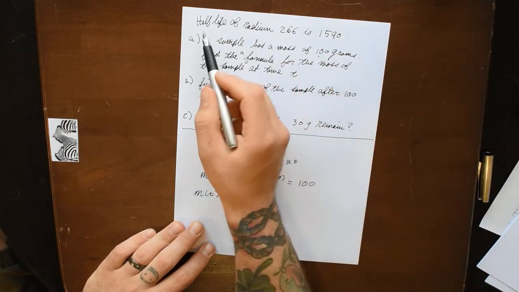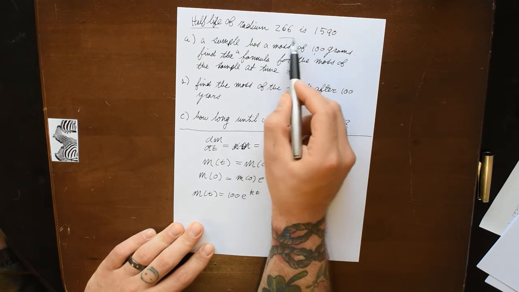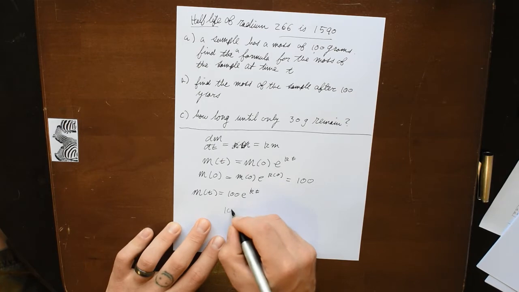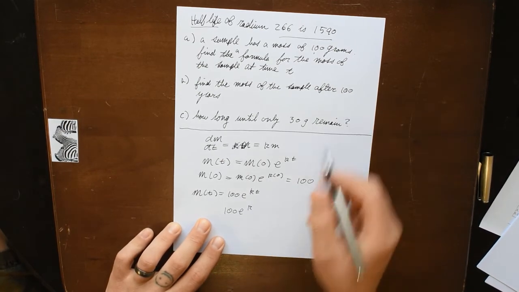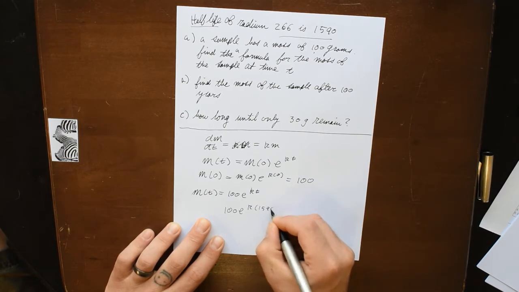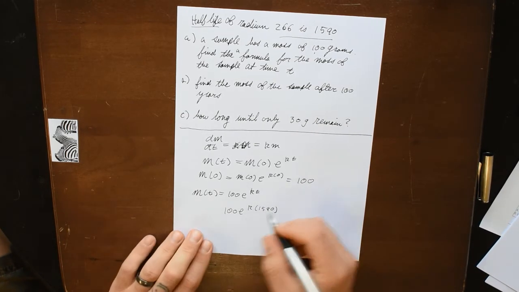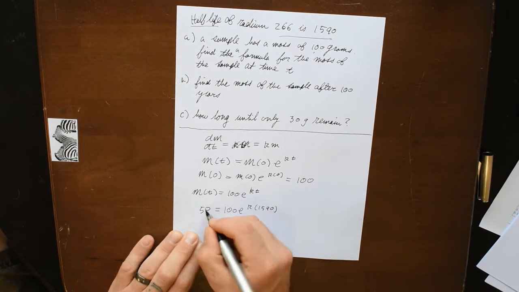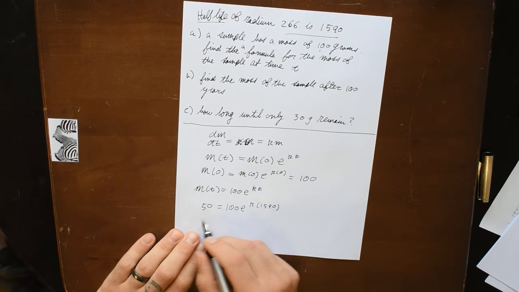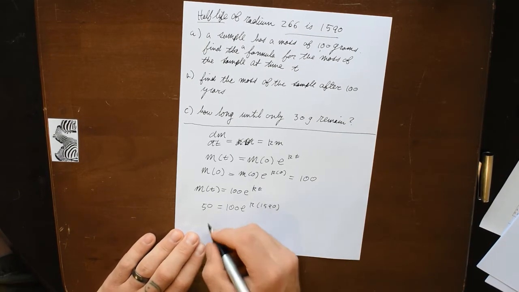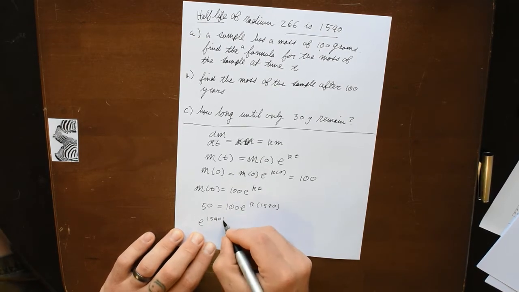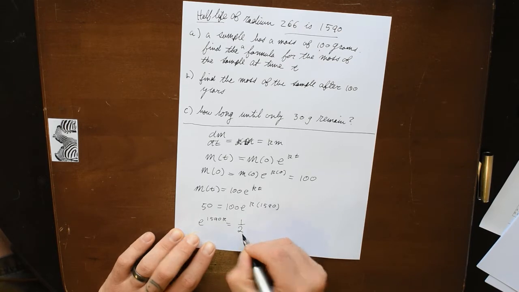And we also know this information about the half-life. Well, what the half-life says is that after 1,590 years, there'll be half as much of this sample around. That means there'll be 50 grams. Well, we want to solve for k. Dividing both sides by 100, that'll give us e to the 1,590k is equal to 1/2.